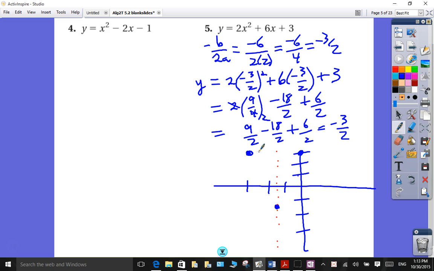Of negative 3 over 2? I plugged it back in. I plugged negative 3 halves in for x. There: 2 times negative 3 halves squared plus 6 times negative 3 halves. And there, with those 3 points, sketch in the graph.